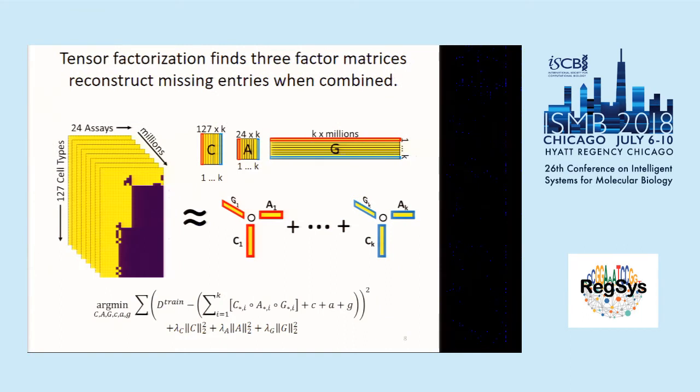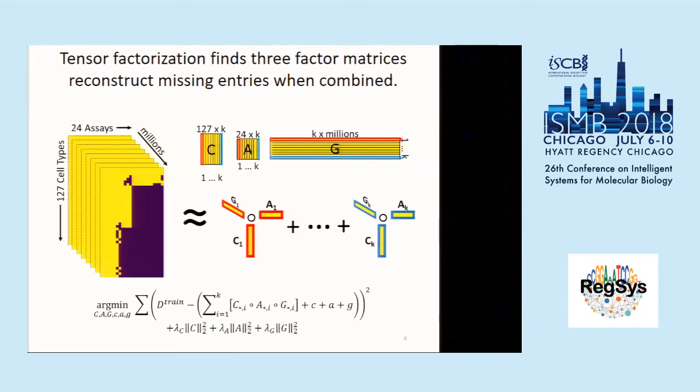This is the objective function that we optimize. So we have 70% of these experiments we designate as training experiments, and we minimize the squared error of our imputed values to these training experiments, and regularize these matrices with L2 regularization to prevent overfitting. And we train this model using parallelized stochastic gradient descent with the Adam optimizer.